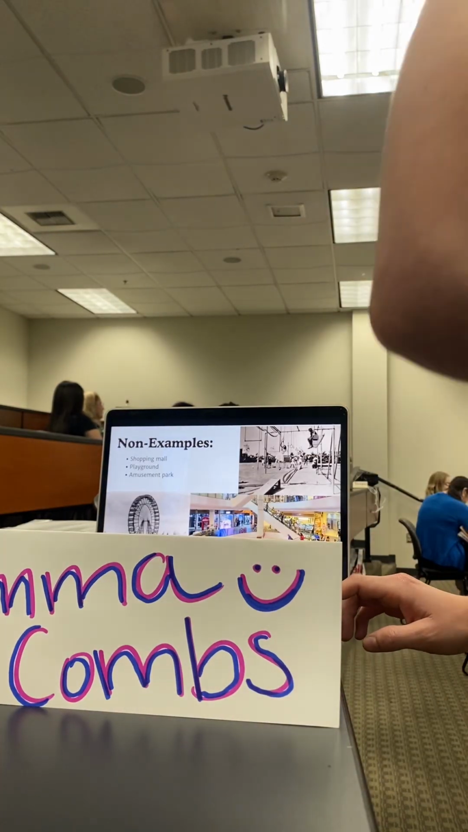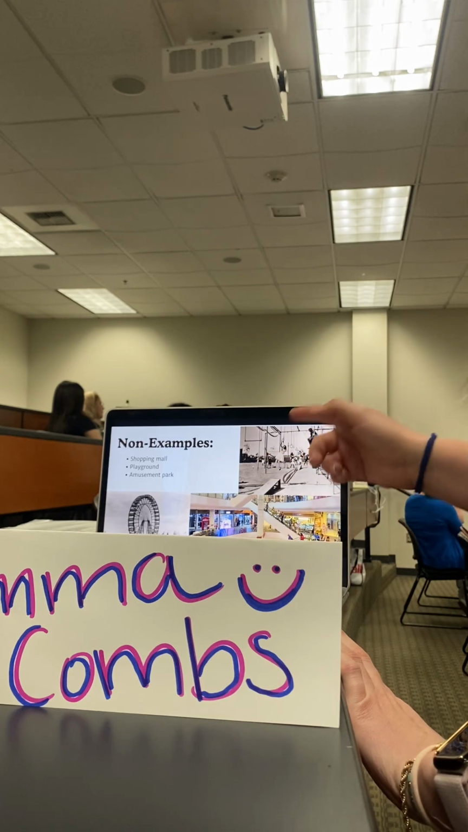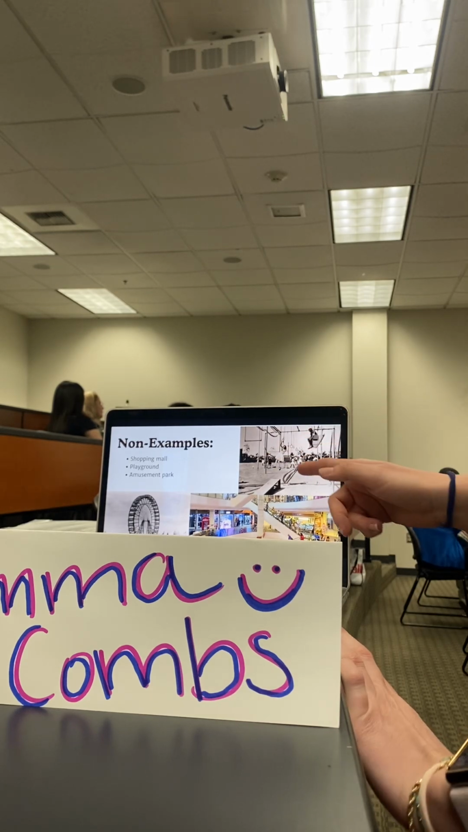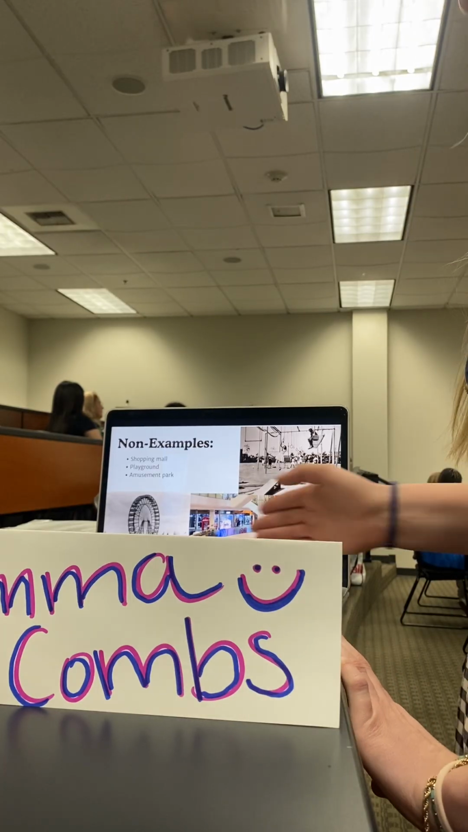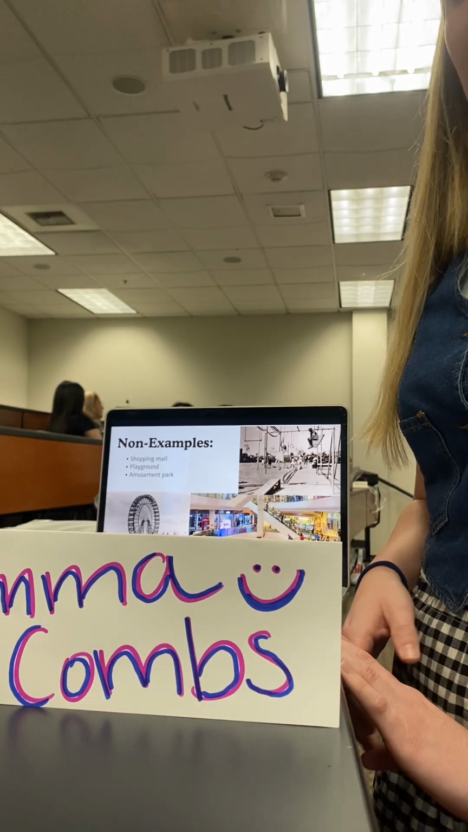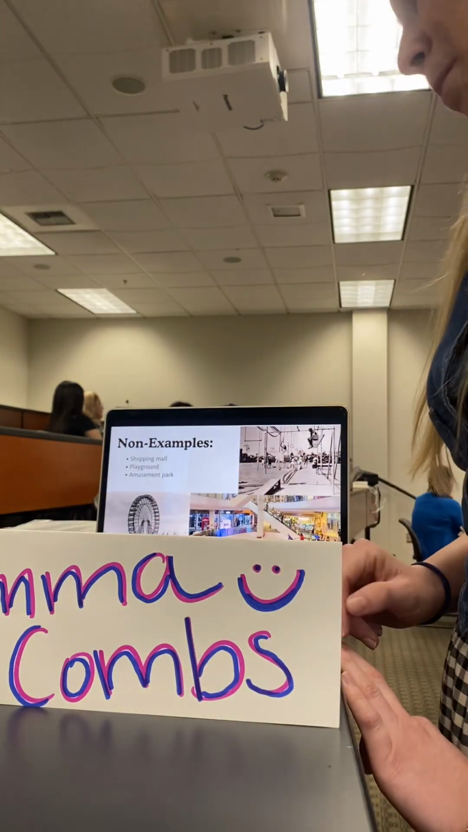So here are some non-examples. Non-examples are things like playgrounds. That's not how California's land affects how people make decisions. A shopping mall, you're not really having geography affect how you make a decision. And amusement parks.